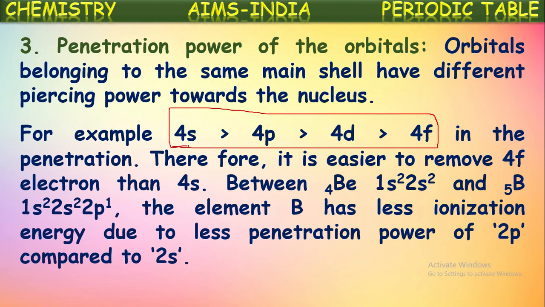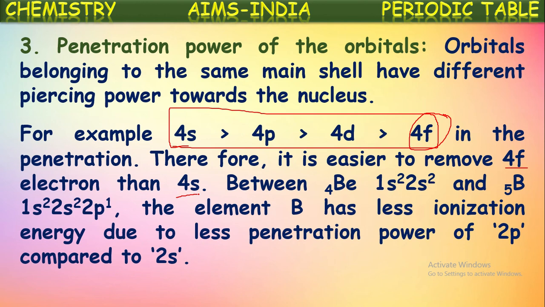Out of these, 4s orbitals are having greater penetrating power than the remaining all. This is a decreasing order. So f orbitals are having lower penetrating power among these all. Therefore, it is easier to remove electrons from 4f orbital than from 4s subshell or 4s orbital. So the orbital which is having greater penetrating power, there the electrons will be held by the nucleus strongly. So the removal of those electrons requires greater amount of energy.